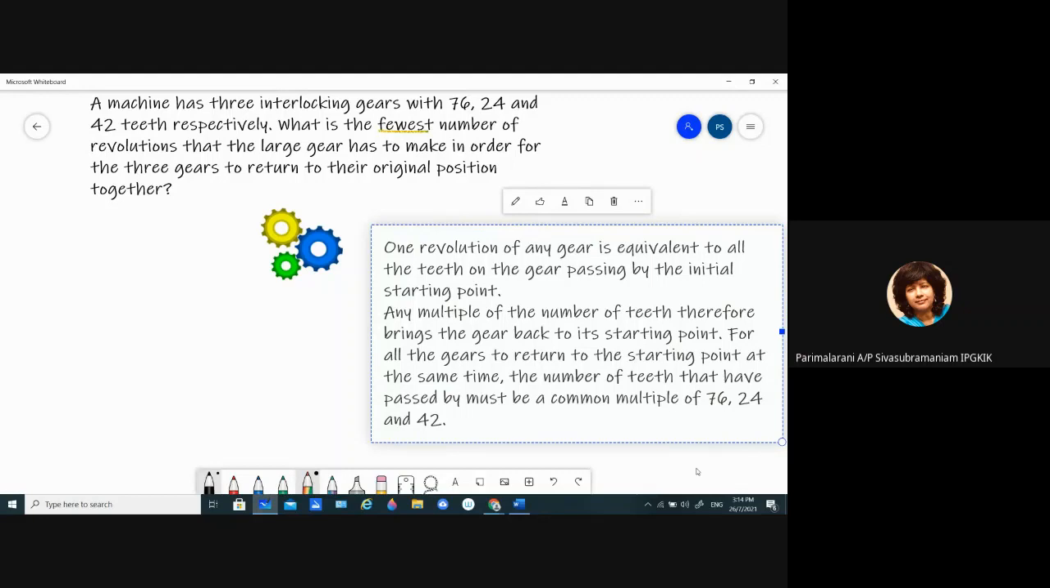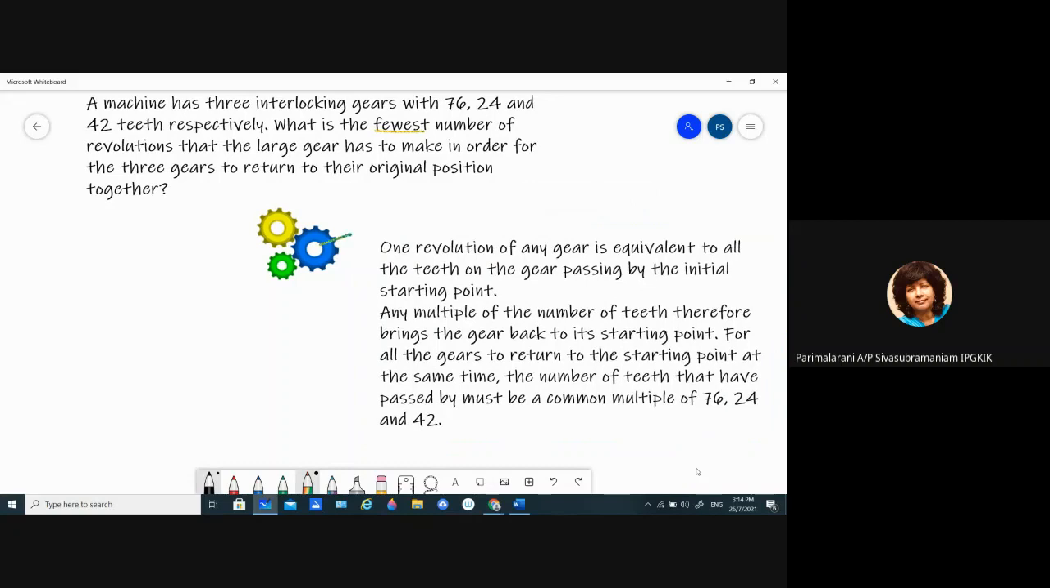One cycle of this gear is equivalent to all the teeth of the gear passing by the initial starting point. If say this is your initial starting point and this gear has 76 teeth, then all 76 teeth must pass through X. That is called one revolution. The second revolution is when all the 76 teeth pass through X again, so that's 2 times 76. The third revolution will be 3 times 76. So any multiple of the number of teeth brings the gear back to its starting point.